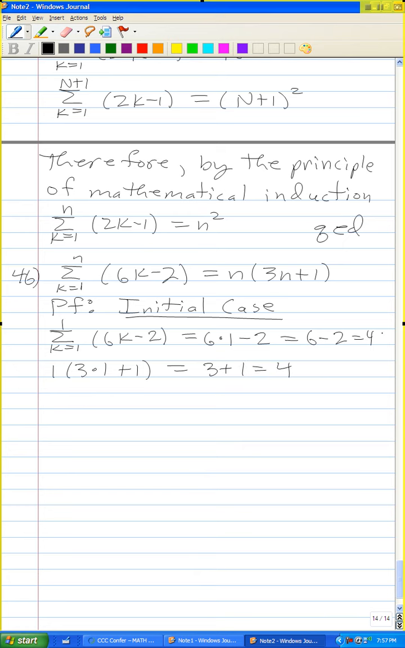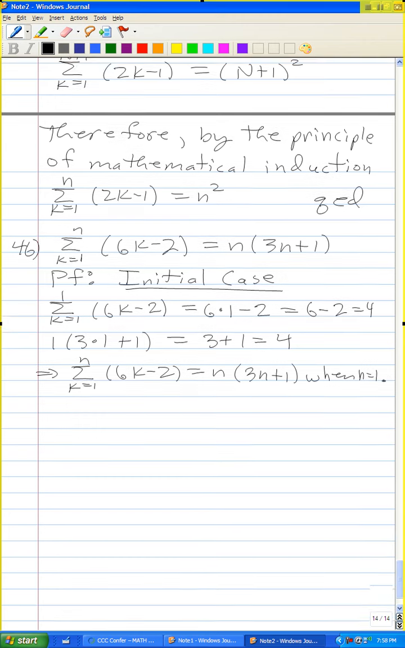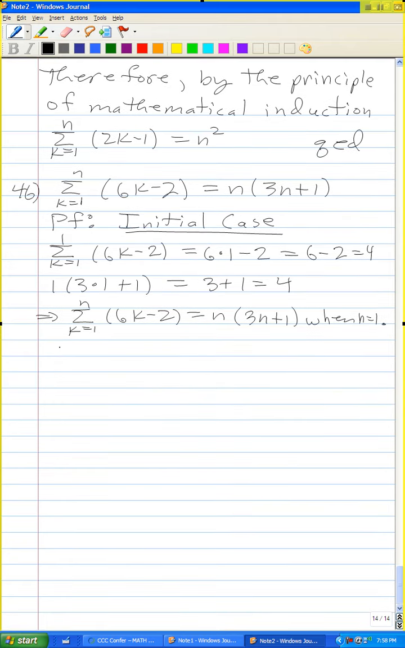So these are equal. So therefore, I've shown that the sum k equaling 1 to n of 6k minus 2 is equal to n times 3n plus 1, when n equals 1. So I've shown that the initial case works. Let's do the induction case.